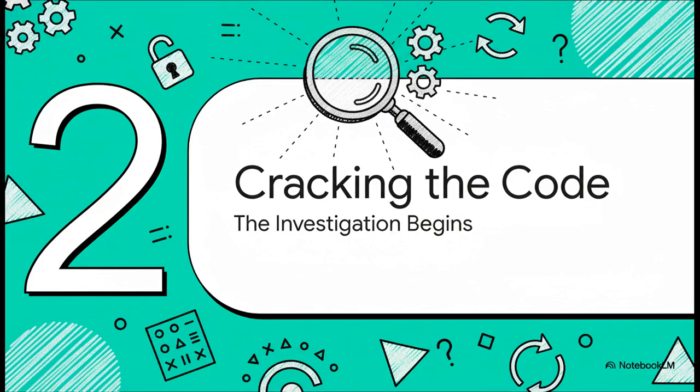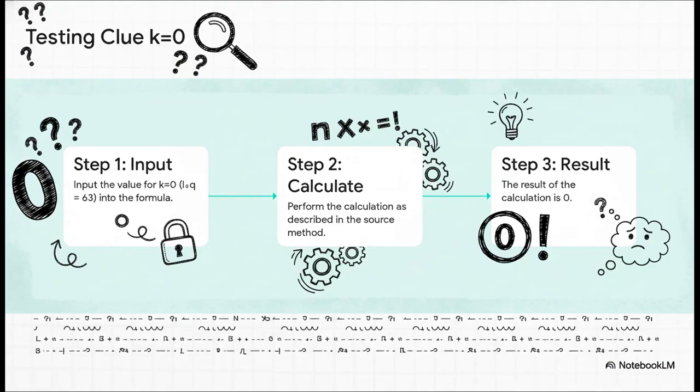All right, it's go time. The investigation begins. We are now going to apply our decoding key to every single clue from our case file. Let's see what patterns emerge when we start cracking the code. Okay, we start with our first clue, where k equals 0. We take its value, which is 63, we plug it into our decoding formula, run the numbers, and what do we get? The result is 0.